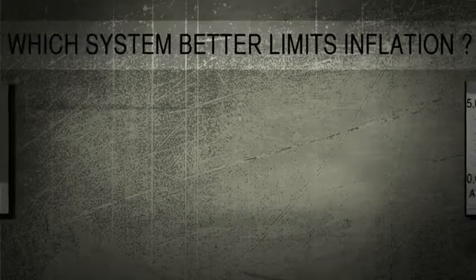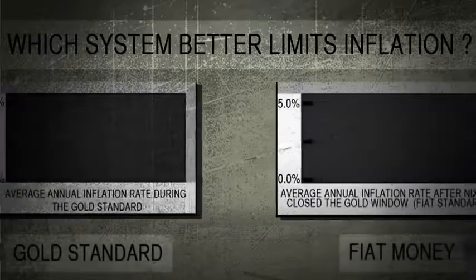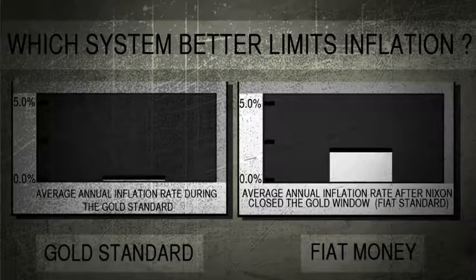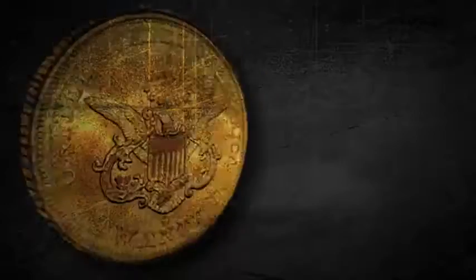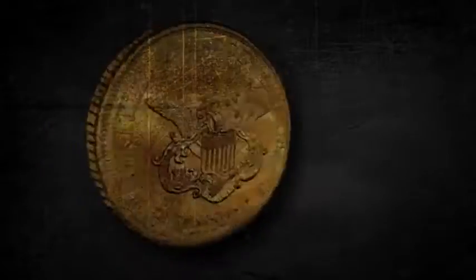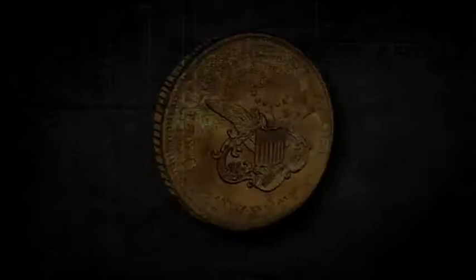The practical question is, under which system are the quantity and purchasing power of money more stable? In other words, which system better limits inflation? The answer to that question is clear from the historical record. Gold and silver standards have dramatically outperformed fiat standards around the world in providing stable low inflation currency.